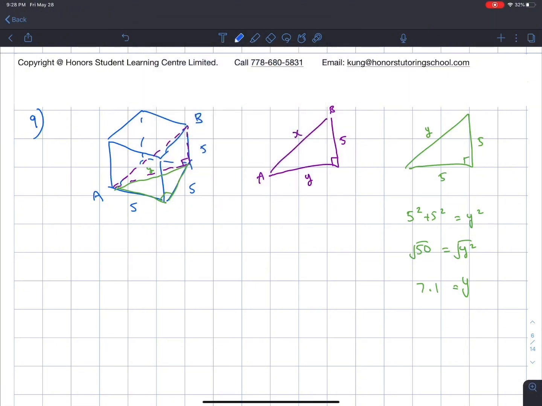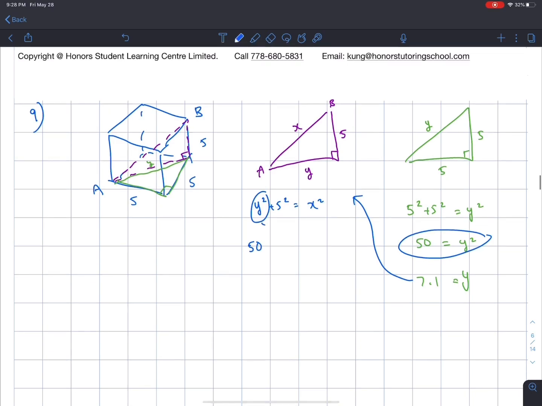Now I can go back to the purple triangle. I have y squared plus 5 squared equals x squared. Well, we already have y squared, right? If you recall, y squared is just 50. It's right here. So I can just replace that by 50 instead of using 7.1. It's easier. Plus 5 squared is 25 equals x squared. So now we have 75 equals x squared. And we can square root both sides to get x equals 8.7. So now we can answer the question. We can say AB equals 8.7 centimeters.